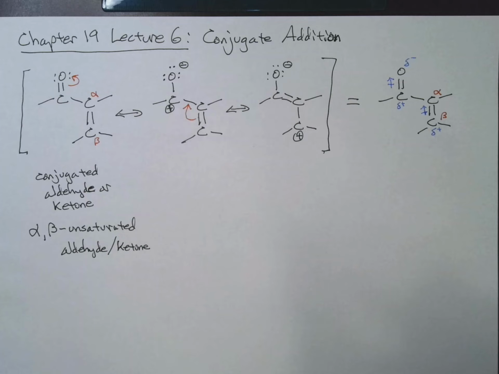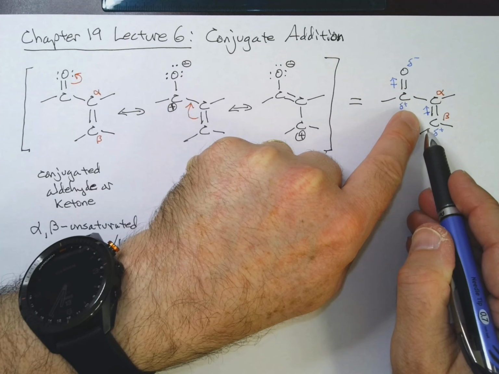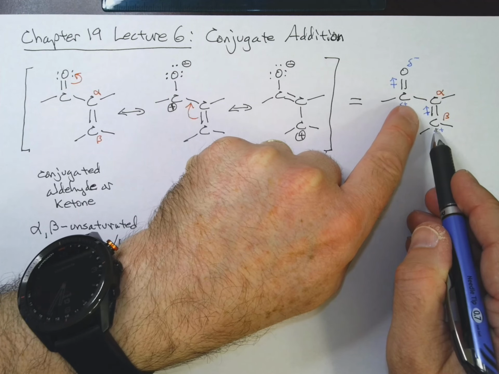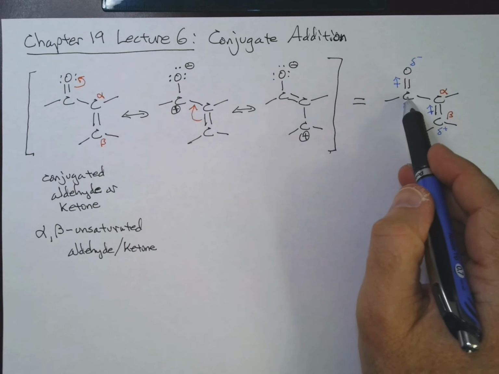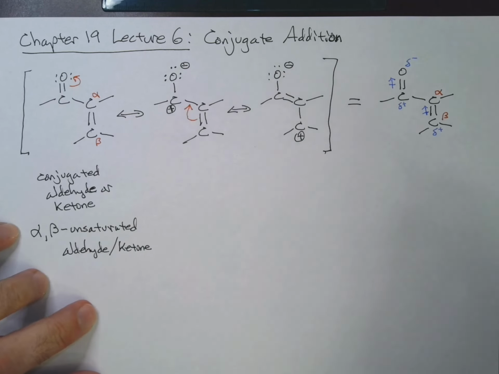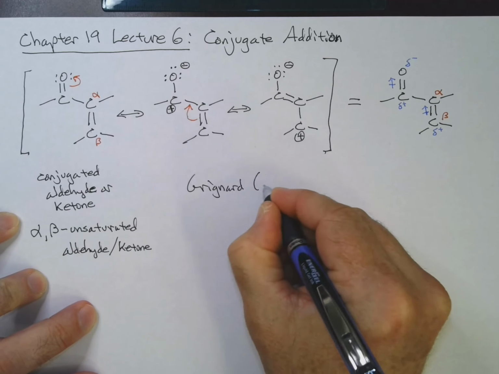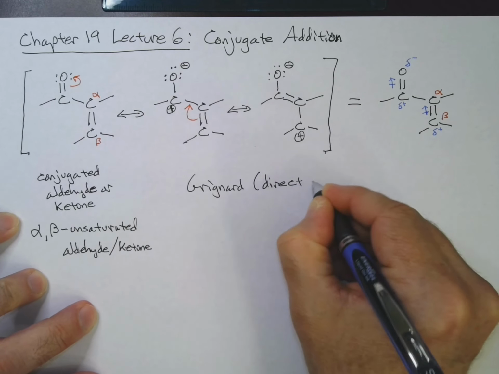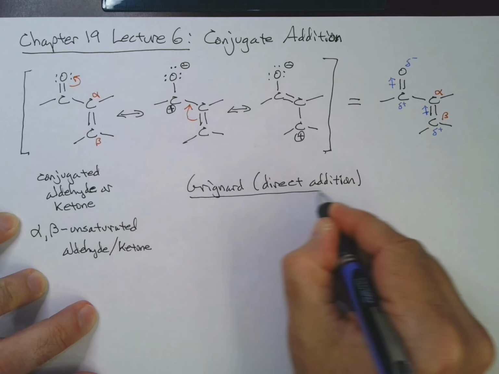Okay, so what this means is now we've got two sites of electrophilic carbon. So we potentially have two places that we could get addition. We have the regular carbonyl carbon, and then we have the conjugate, the beta carbon. So for example, we could have something like a Grignard, which is going to be a direct addition, sometimes called a 1,2 addition.